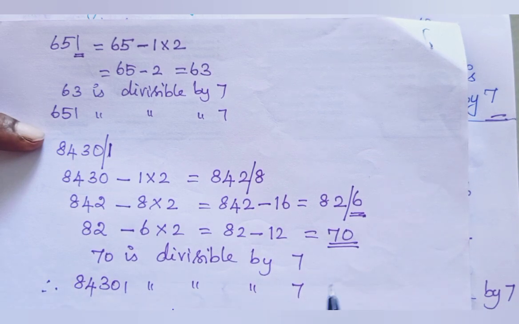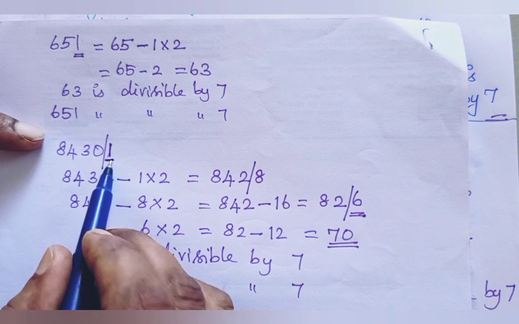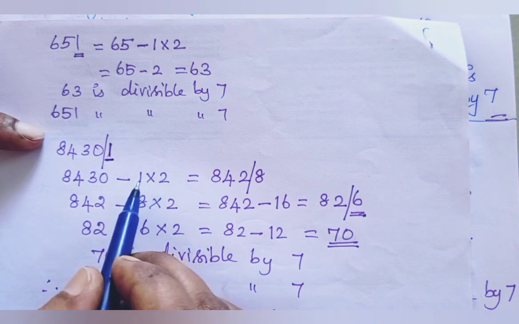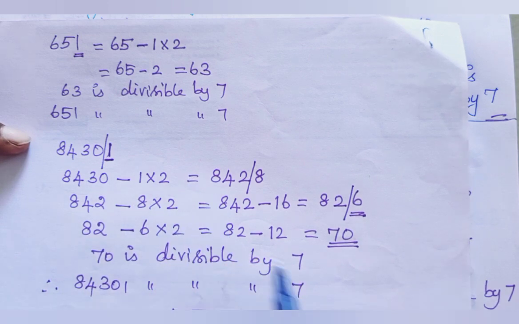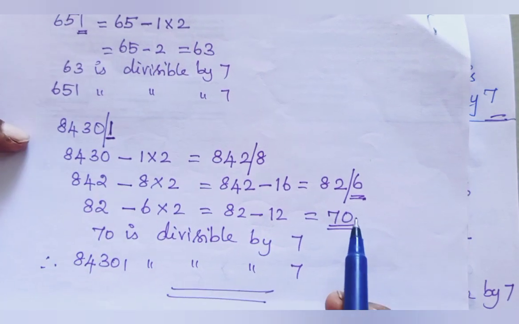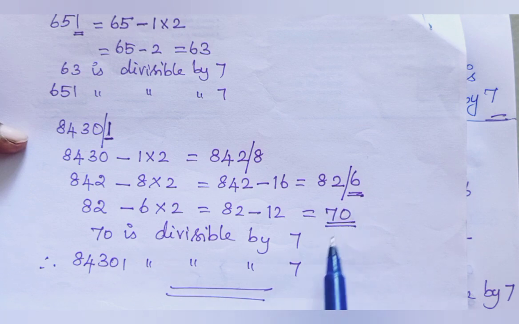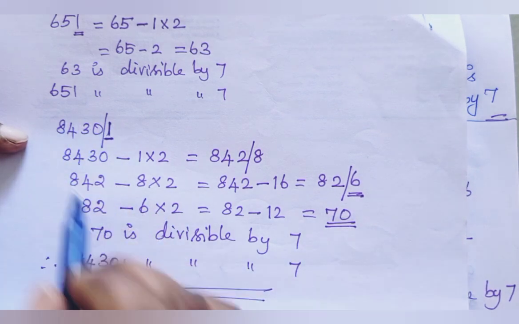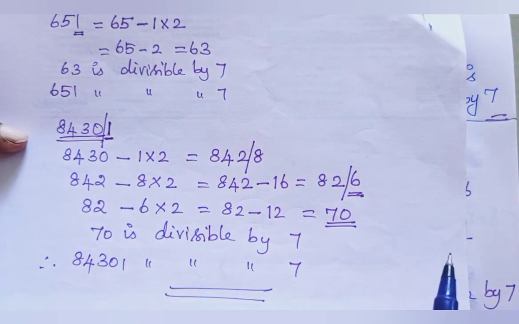So, this is the way we have to apply the rule. First, we have to separate the units place and multiply by 2, and it should be subtracted from the remaining digits of the given number. We have to repeat until we get a 2-digit number. After getting the 2-digit number, if that 2-digit number is divisible by 7, then the whole number will be divisible by 7. If the 2-digit number is not divisible by 7, then that number won't be divisible by 7.